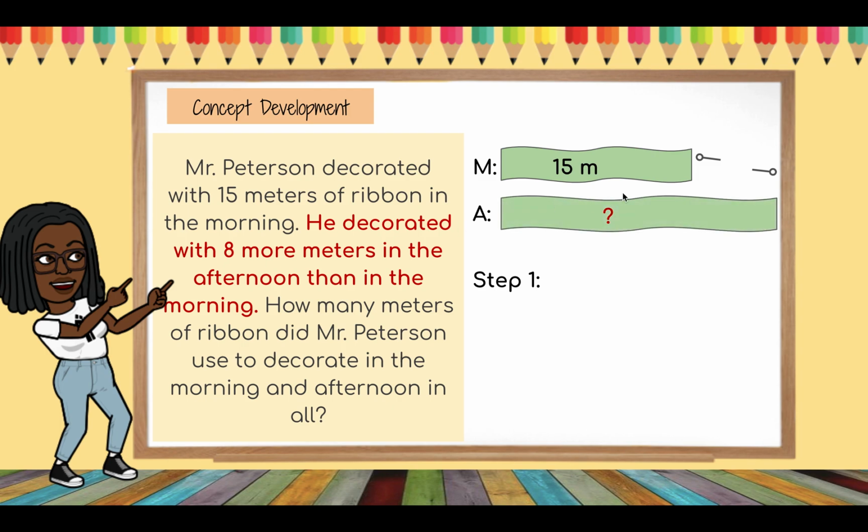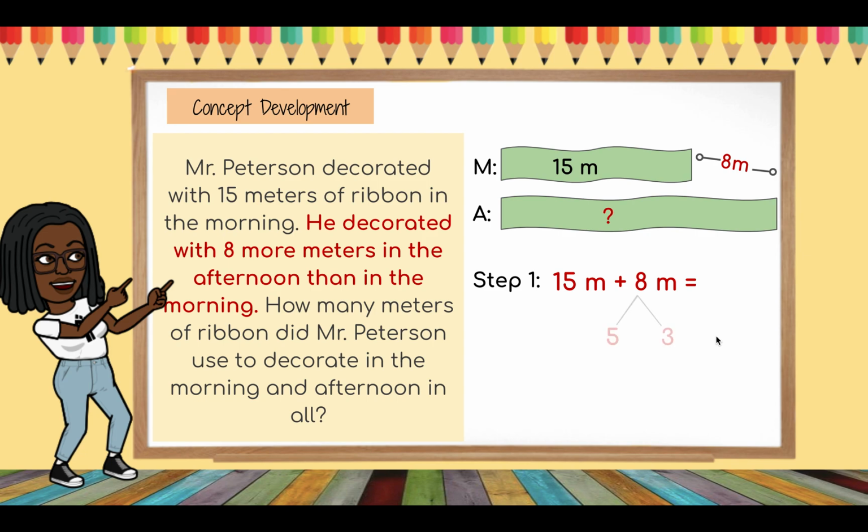So I drew a longer ribbon and then just a little question mark because I don't know the answer just yet. But what I do know is that he decorated with 8 more meters. So if his morning was 15 meters and his afternoon one is 8 more meters than that, then I wrote my information here. So my step 1 problem would look like 15 meters plus 8 meters, because again, I know he had 15 meters in the morning, and then we have to add that 8 meters to find out how long it was in the afternoon.